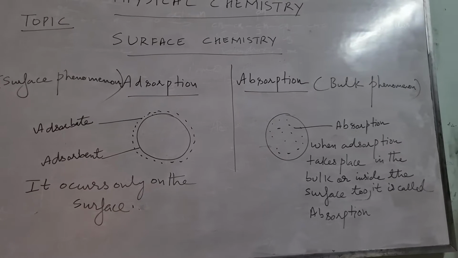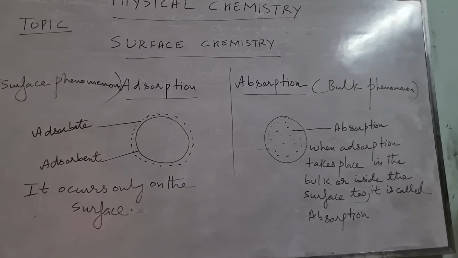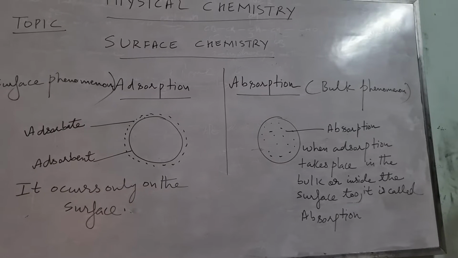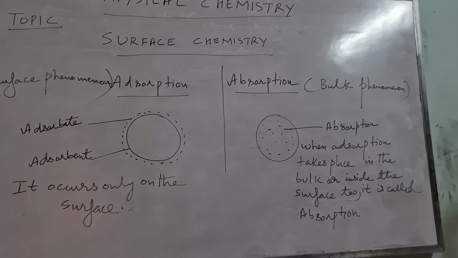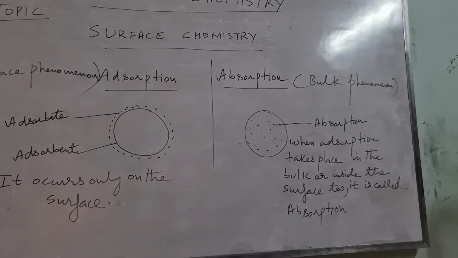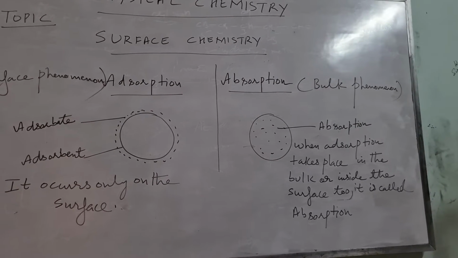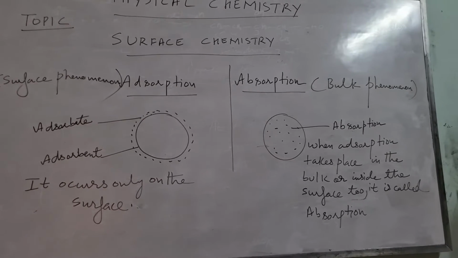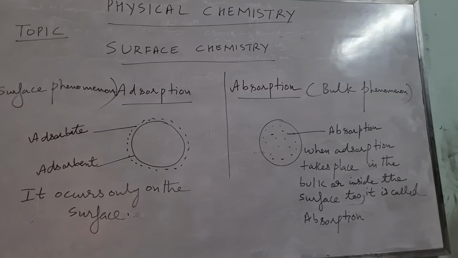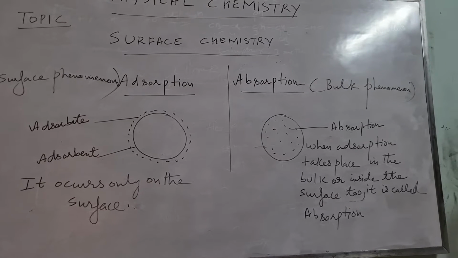Now let's study what is adsorbent. Adsorbent is a substance on the surface of which adsorption takes place. This is the first introduction about adsorption and adsorbent. Now let's consider adsorbate. A substance which is adsorbed on the surface of another substance is called adsorbate. Now, the next term is desorption.